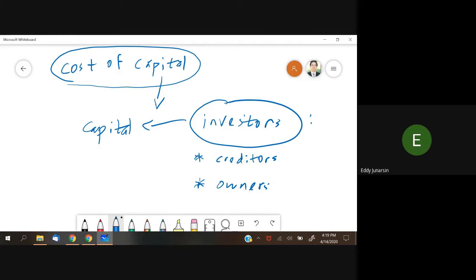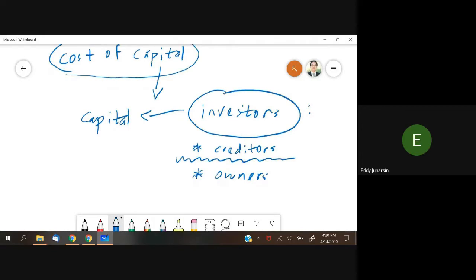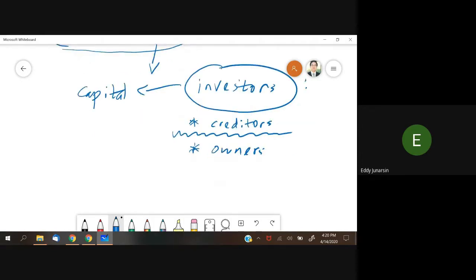And the second typical type of investor is the owners or stockholders, right, in a corporation. And of course, we have many in the middle, right? The mezzanine financiers. Mezzanine money providers, like preferred stockholders, warrant buyers, and all other mezzanine type financiers. But again, the two basic types are creditors and owners. So investors consist of two basic types: creditors and owners, and somewhere in the middle, the mezzanine financiers.